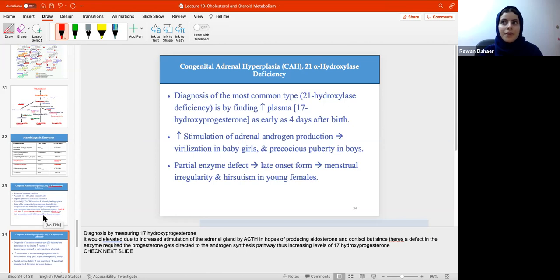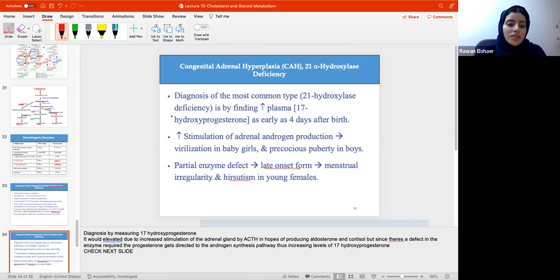I think that's it. That's pretty much the main difference between the two. And another thing, which is mentioned here as well: in the partial enzyme defect, it's a late onset form, with only menstrual irregularity and hirsutism in young females.